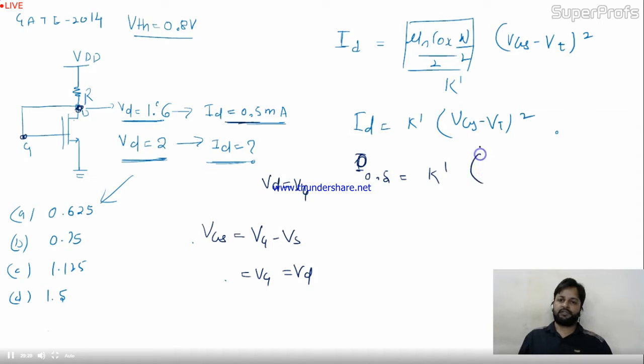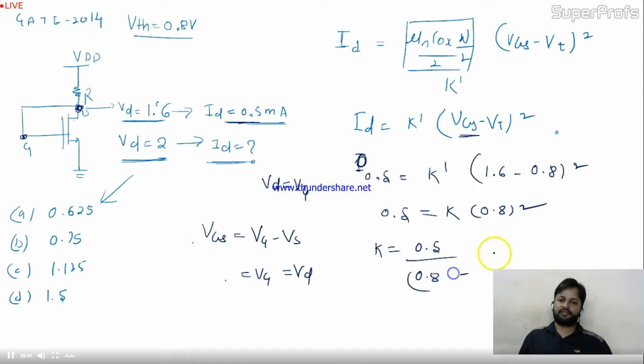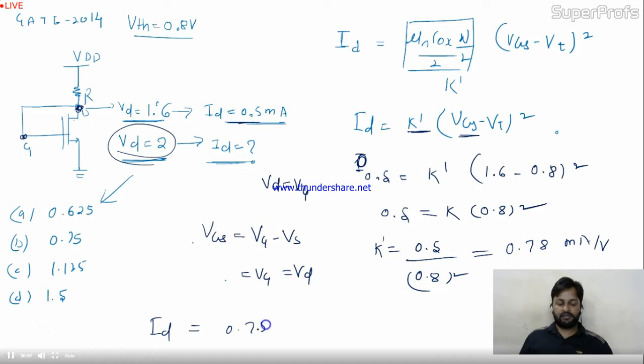Your current ID is given as 0.5 milliampere. VGS is nothing but VD, so 1.6 minus 0.8 squared. So 0.5 equals K times 0.8 squared. K is nothing but 0.5 divided by 0.8 squared, which is 0.78 milliampere per volt. This is the K dash value. Now if your VD is 2, find out the ID. We know this value, 0.78, and milli I'll take at the output.